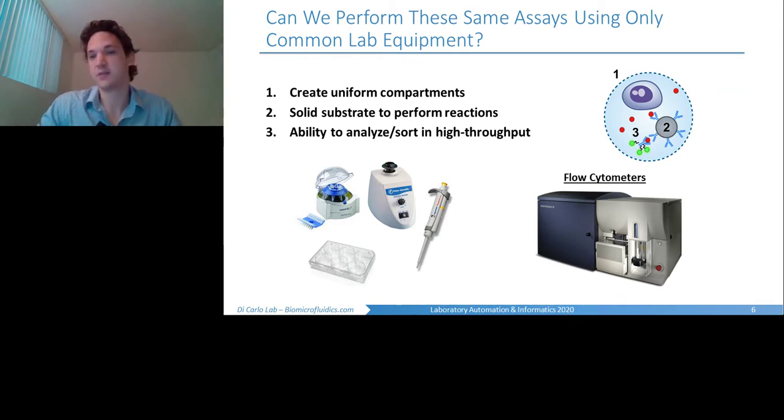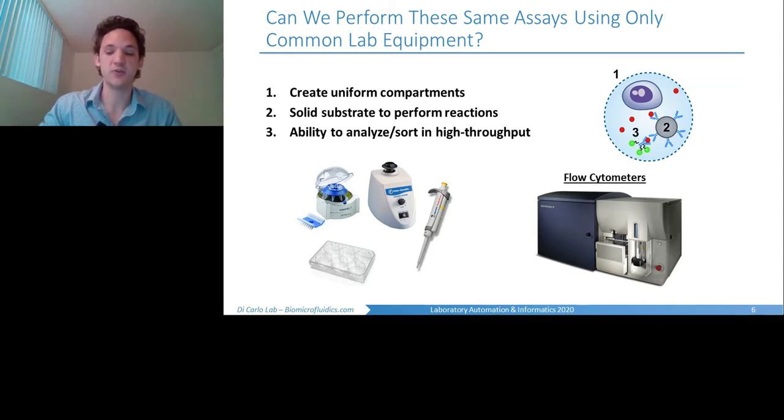The second requirement is that ideally we would have some solid substrate to perform reactions. This can sometimes be something like a capture bead that has capture antibodies that specifically bind the proteins of interest. And once you have that, the last thing you need to be able to do is read out and potentially sort in high throughput. This could be through use of a secondary fluorescent tag specific to that protein. And as I was alluding to before, if you want to do sorting, you'd want it to be compatible with a flow cytometer system.